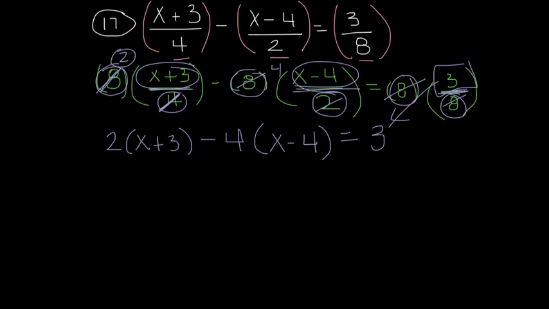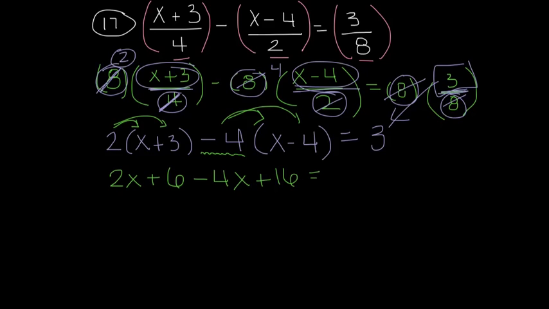Okay, distribute now. If I distribute the 2, let's see, I may as well go back to my green. Distribute the 2 into the parentheses. 2 times x is 2x, plus 2 times 3 is 6. Next, I'm distributing the minus 4. Don't forget to drag that minus along. So I'll distribute it to each term in here, so that gives me minus 4x. Minus 4 times minus 4 is plus 16, equals just regular old 3.